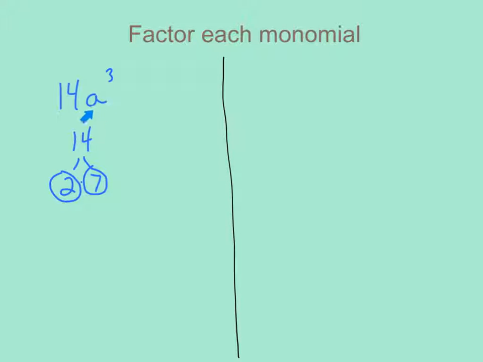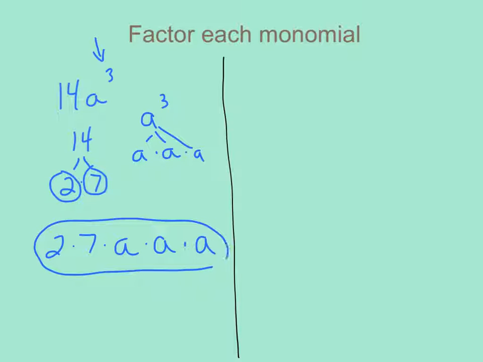Now I have a to the third power here. So I know that a to the third power, or a cubed, would just be a times a times a. So to factor this monomial, I would have 2 times 7 times a times a times a. And we don't use a to the third power, the exponent, because it's written that way here. So we actually just write it out like this. If I had something like 2 times 2 times a, then I would write that 2 squared times a.